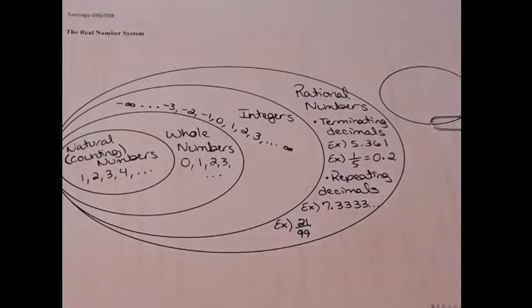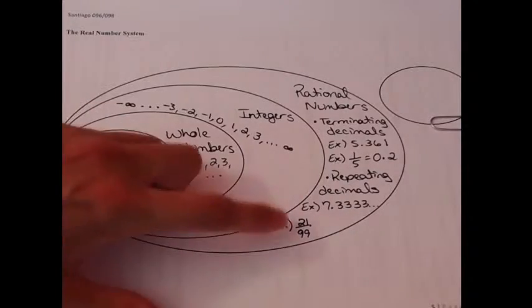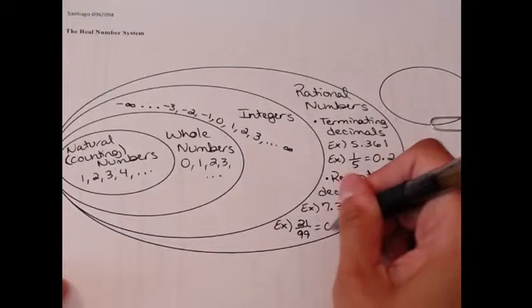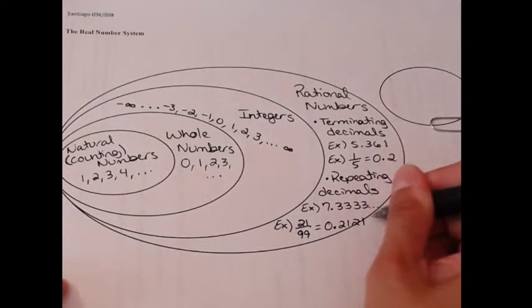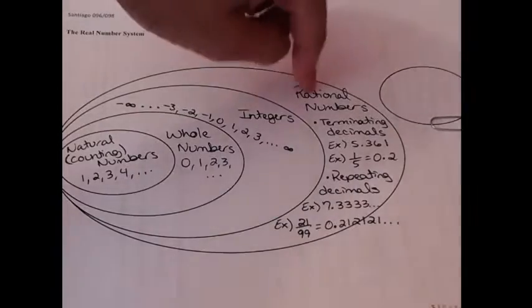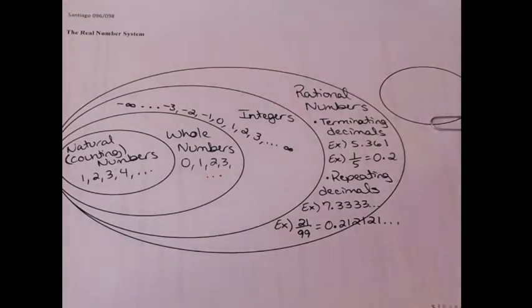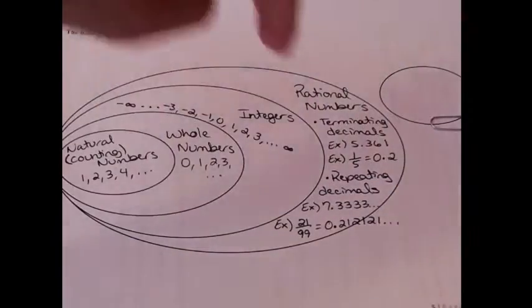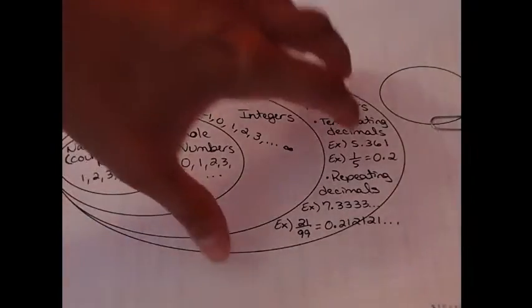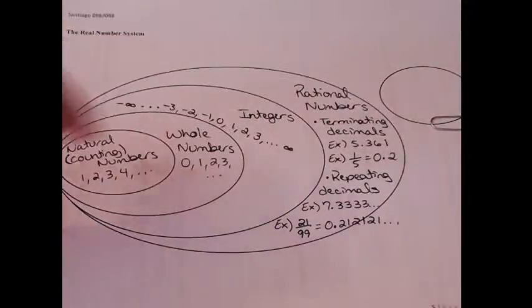We already learned that when you have a fraction, 21/99, this actually refers to the repeating decimal 0.212121, etc. Okay, how cool is that? So when you think of rational numbers, I want you to think of rational meaning it could be a terminating decimal, it can be a repeating decimal, it can be an integer, it can be a whole number, it can be a natural counting number. So rational numbers encompasses all of these definitions.